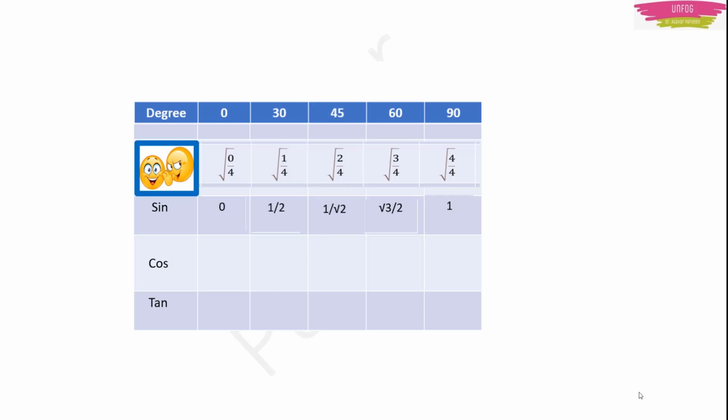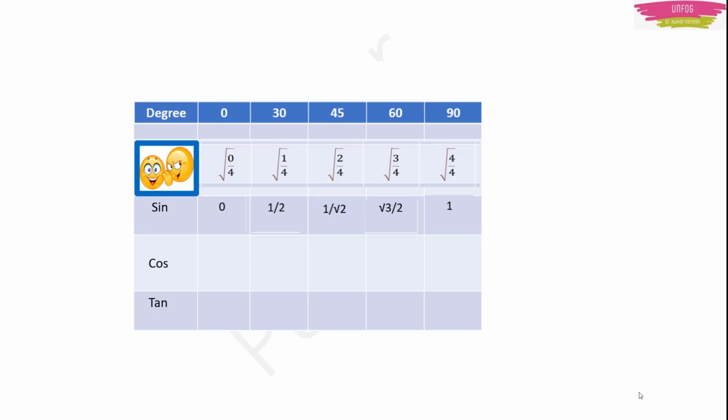Okay, this is the trick. If you learn this much, you can complete the entire table now. First you write 0, 1, 2, 3, 4. Then you divide them by 4. Then you take the square root. Then you take the answer for that. With this you will get sin 0 as 0, sin 30 as 1 by 2, sin 45 as 1 by root 2, sin 60 as root 3 by 2 and sin 90 as 1. Okay, so much you learned.